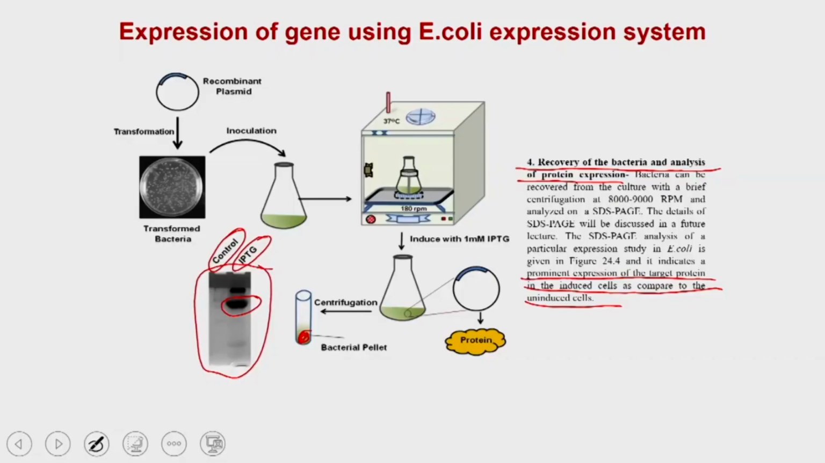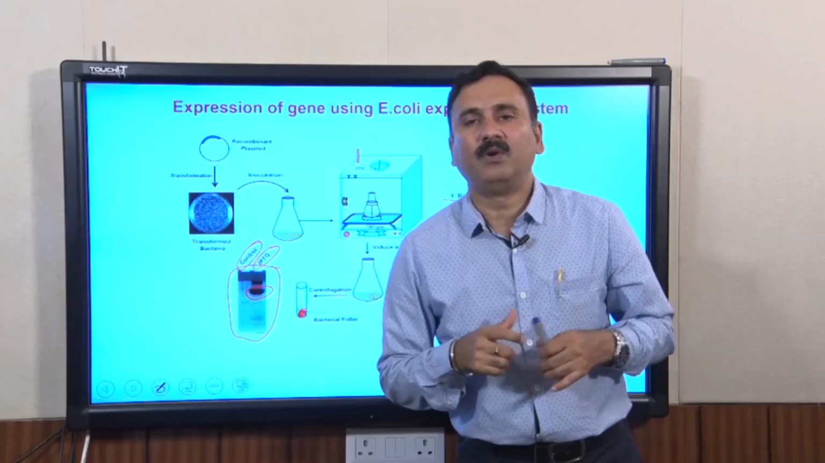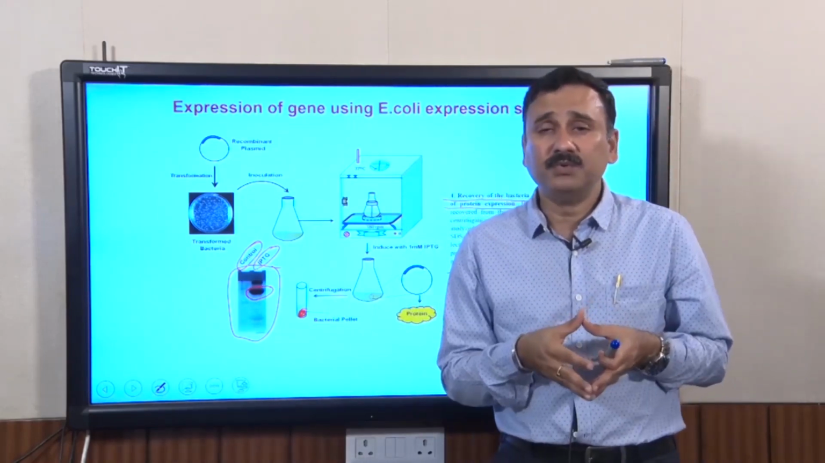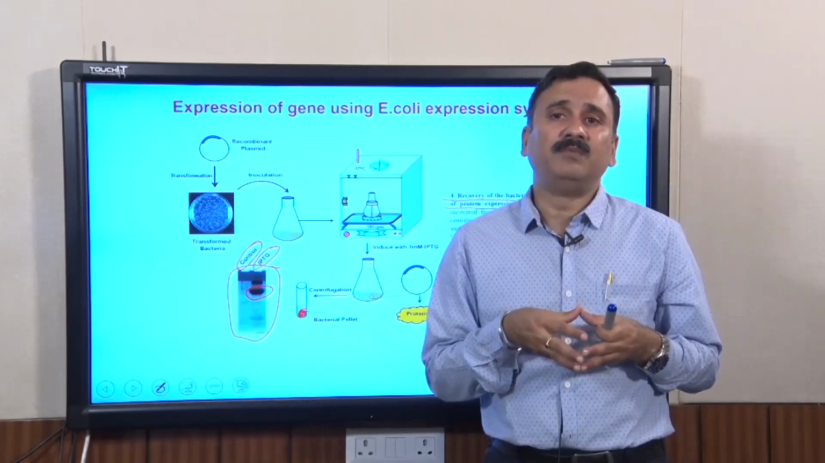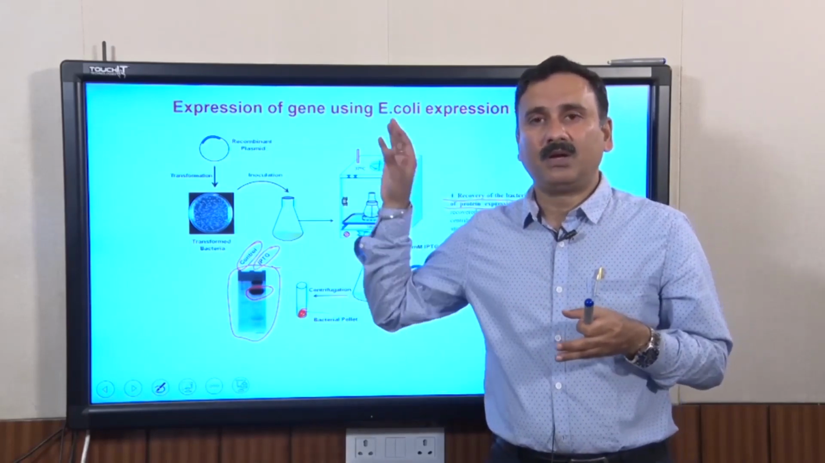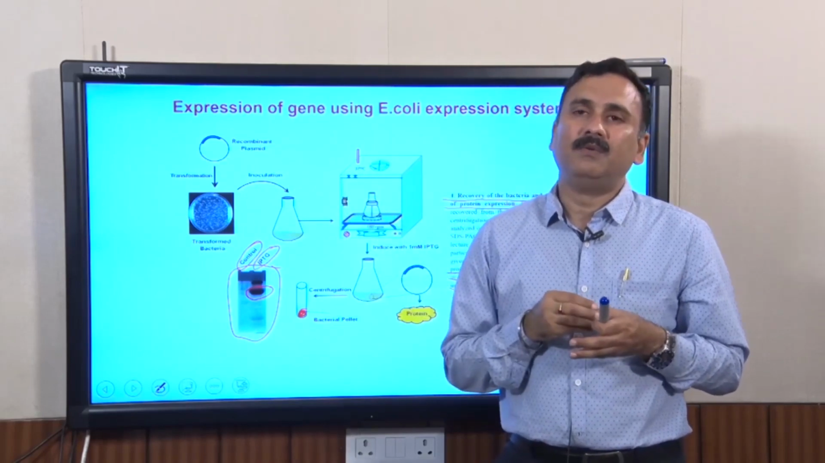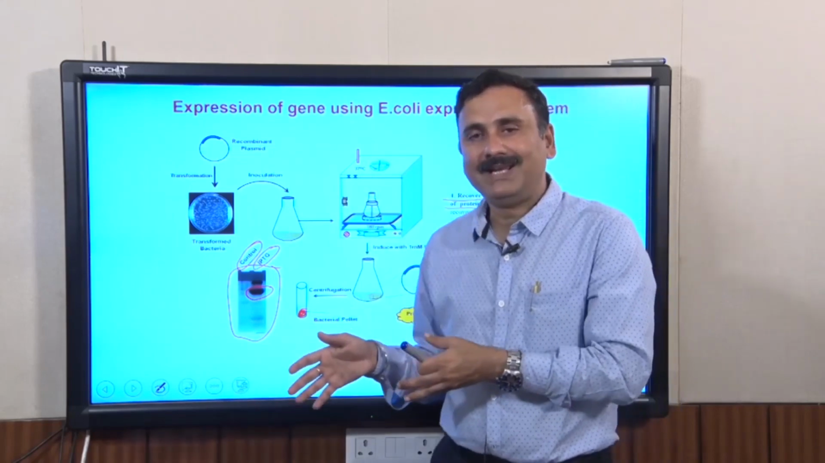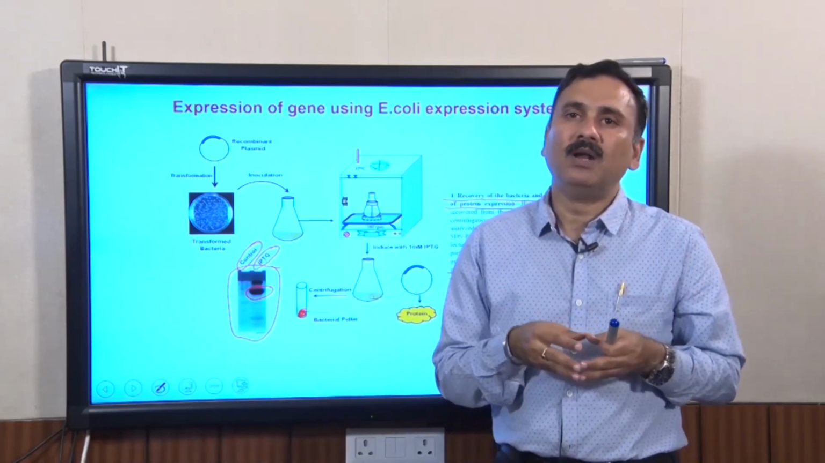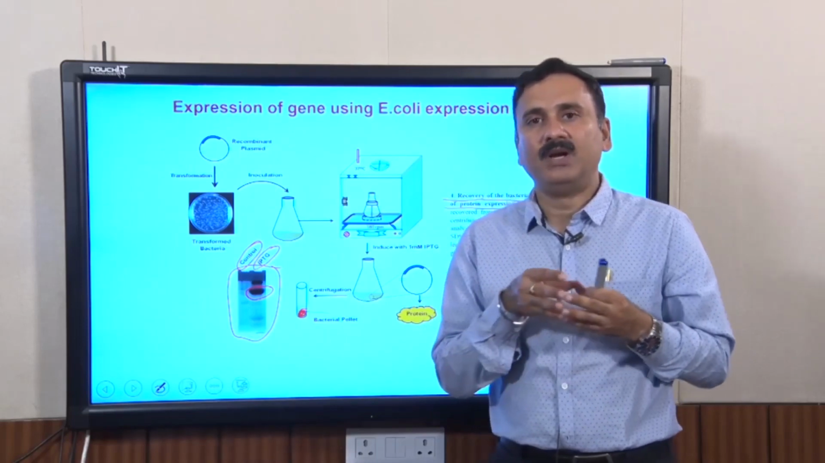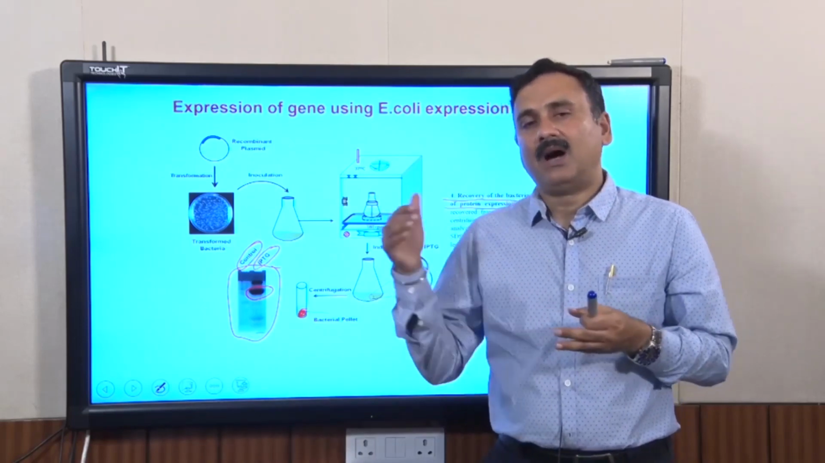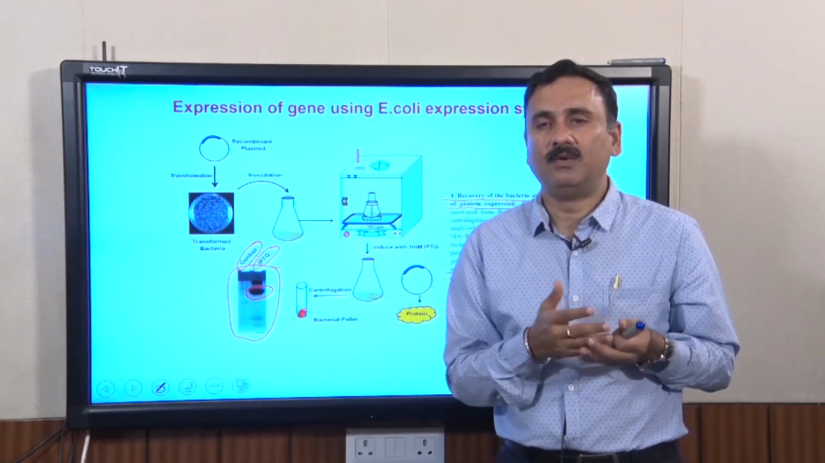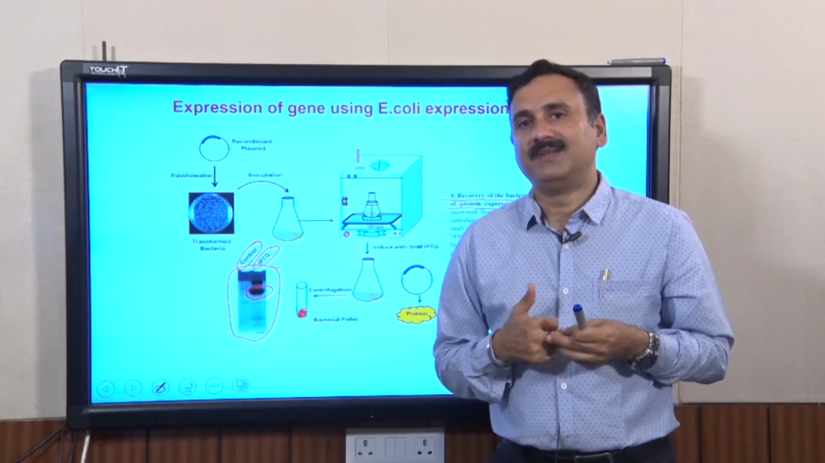To summarize what we have discussed so far in terms of overexpressing a particular foreign gene in the E. coli expression system, you first have to transform the bacteria with a recombinant clone, and then inoculate single colonies into the media, and let the bacteria grow to the log phase, which is from 0.3 to 0.6 OD. After that you recover the bacteria, lyse them, and then analyze the induced protein production on SDS-PAGE.